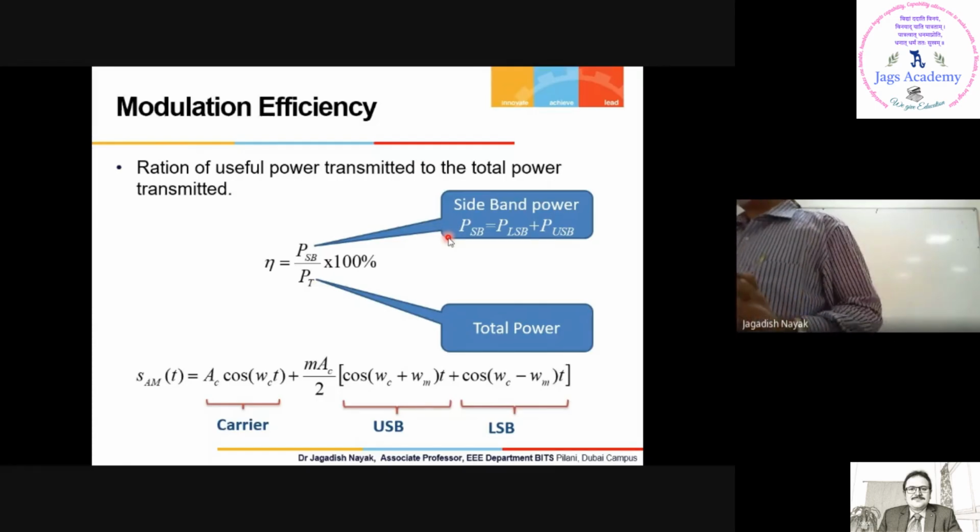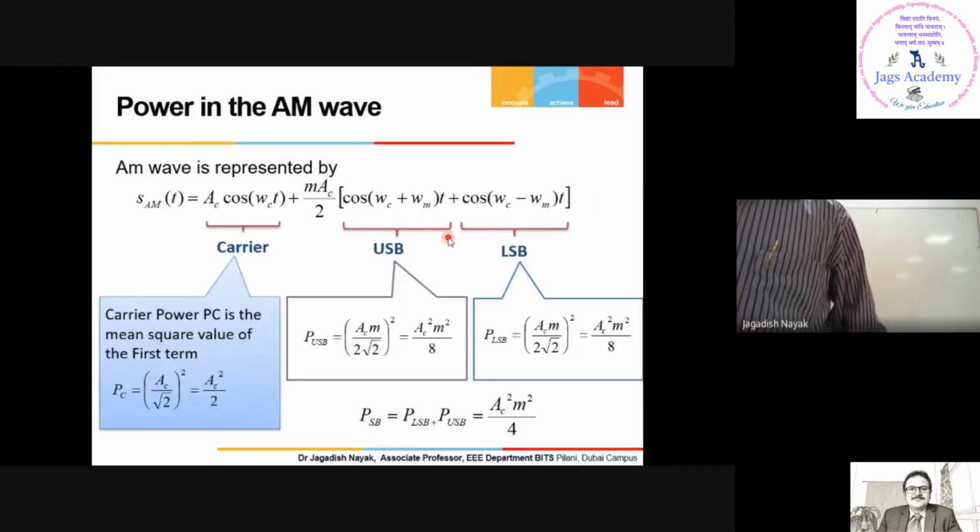Suppose v(t) = V cos ωt. How do you find out the power in that? You all know it, right? Root mean square, right? So what is the power? Individual power. Can you see how this is the equation?